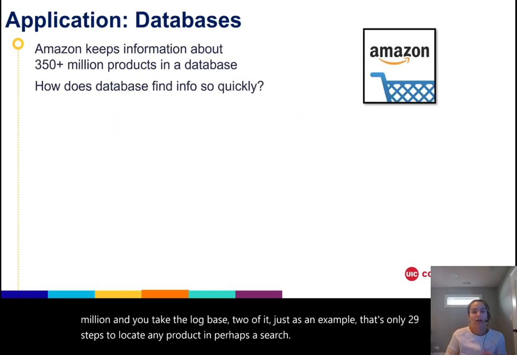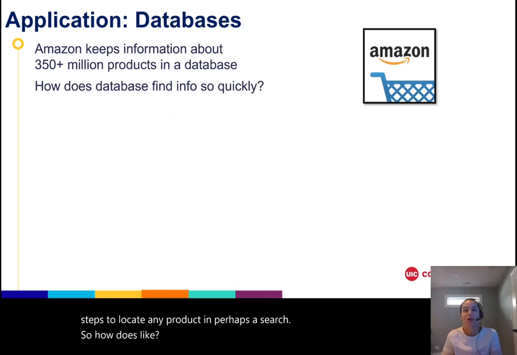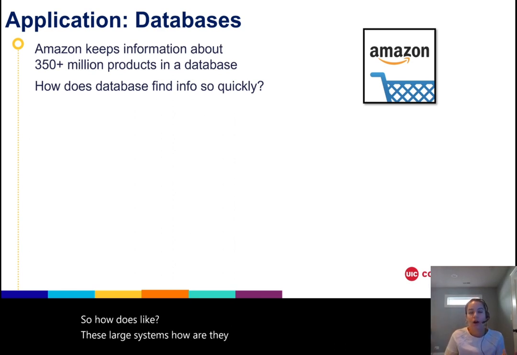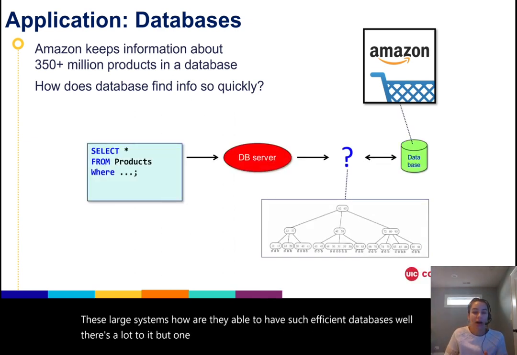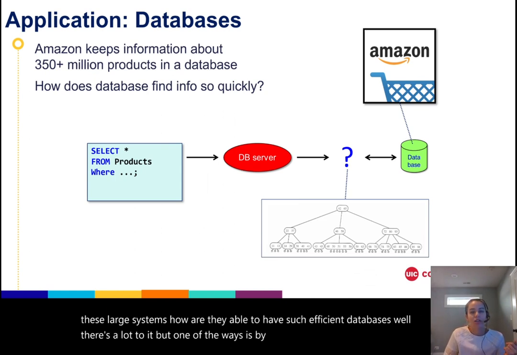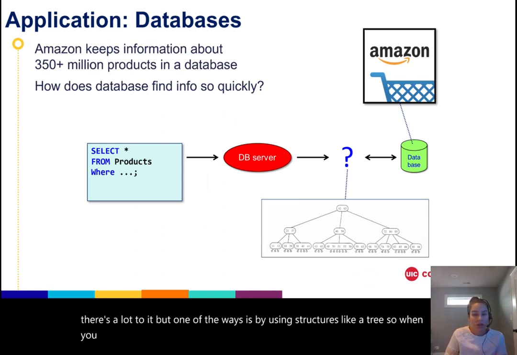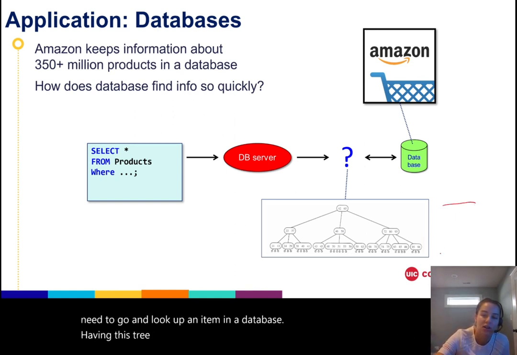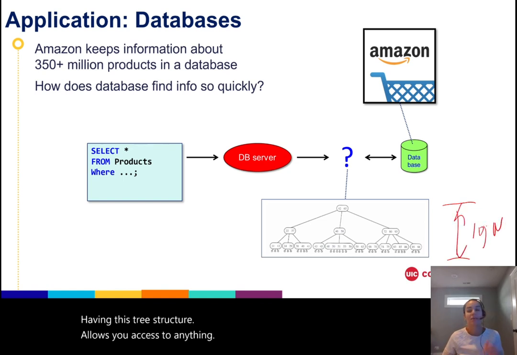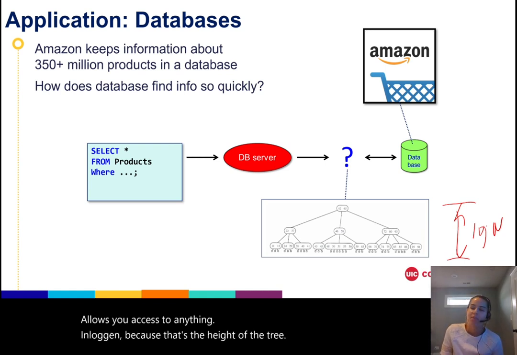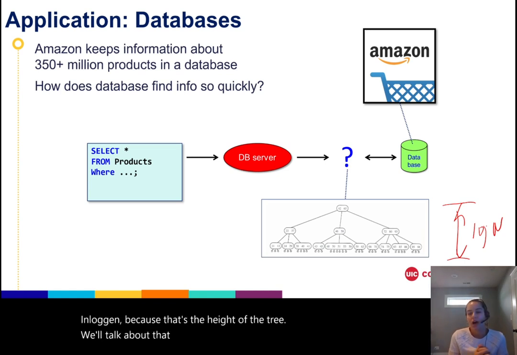So how are these large systems able to have such efficient databases? Well, there's a lot to it, but one of the ways is by using structures like a tree. So when you need to look up an item in a database, having this tree structure allows you access to anything in log n because that's the height of the tree. We'll talk about that more as we further analyze some of these algorithms, but this is the basic idea.